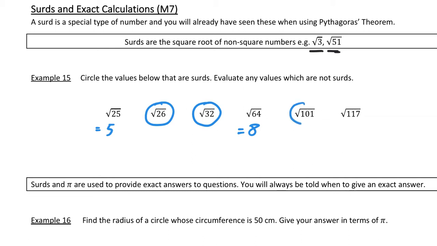101 is not a square number, so the square root of 101 is a surd. Likewise, 117 is not a square number, so the square root of 117 is a surd.